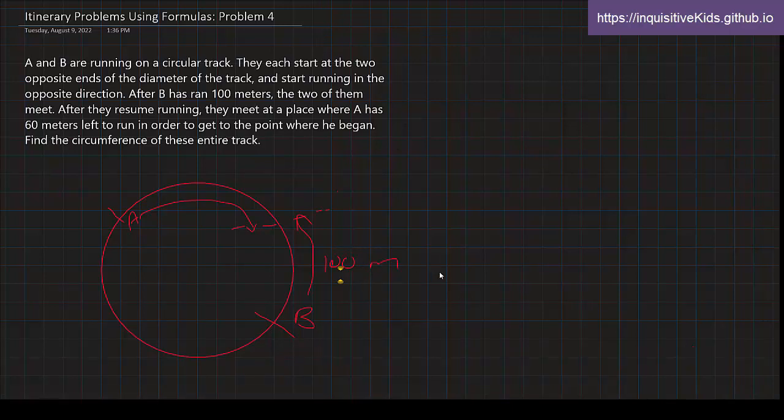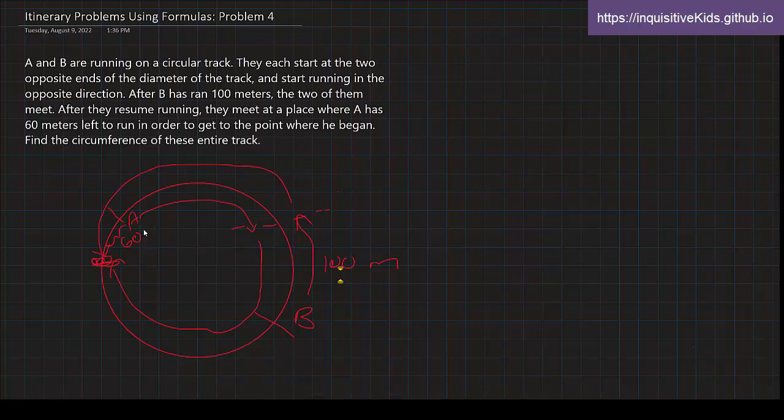After they resume running, they meet at a place where A has 60 meters left to run in order to get to the point where he began. So they continue running, right? And then they meet about like over here, where A has already run all the way here, and B has run here. So this is 60 meters from the beginning point of A.